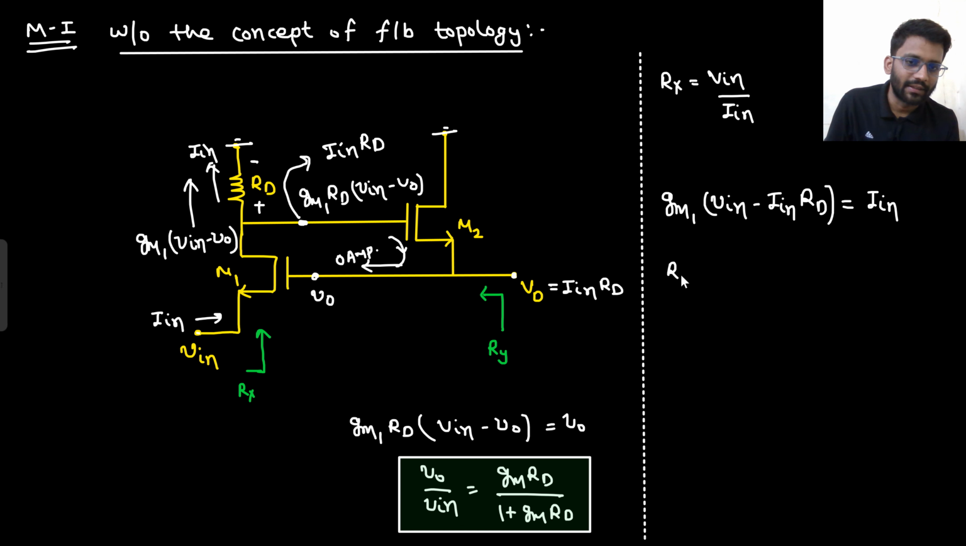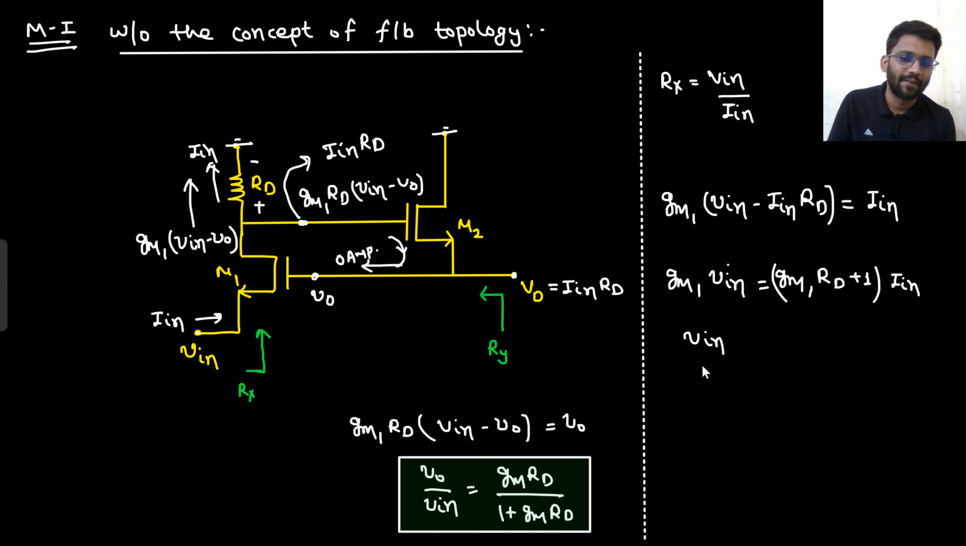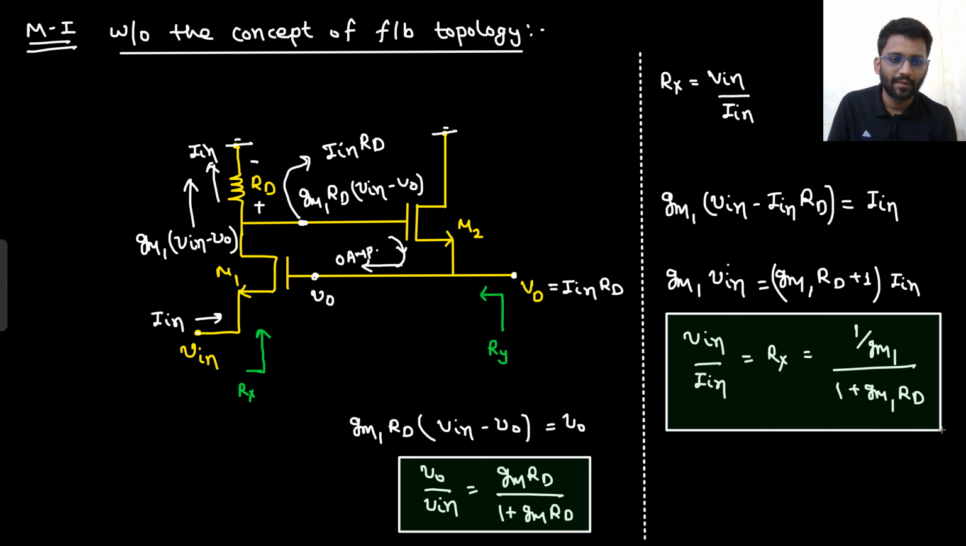So your Rx is equal to V in by I in. Okay, let's just solve it. This is GM1 V in minus GM1 I in into RD. So equal GMRD upon GMRD plus 1 into I in. So what would be your V in by I in? V in by I in, which is equal to Rx, would be 1 by GM1 divided by 1 plus GM1 RD. Right? This is your Rx.